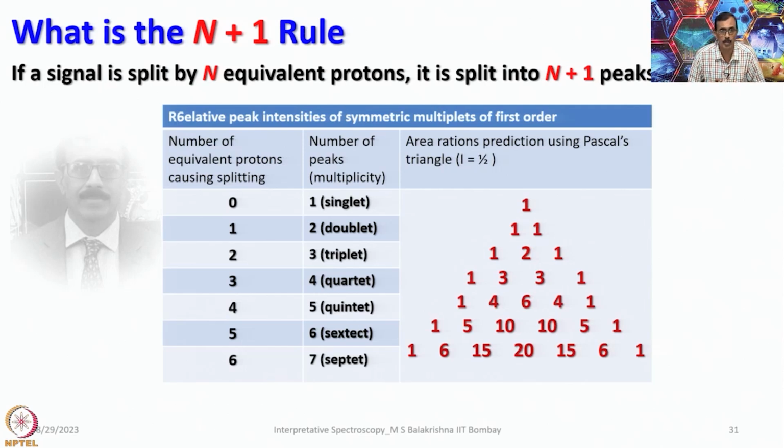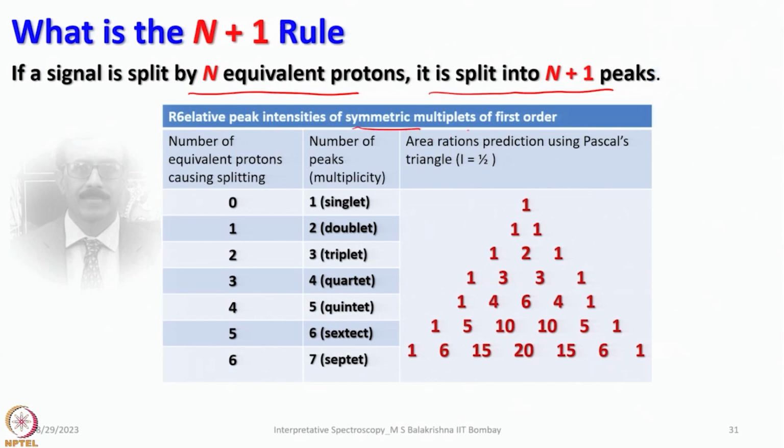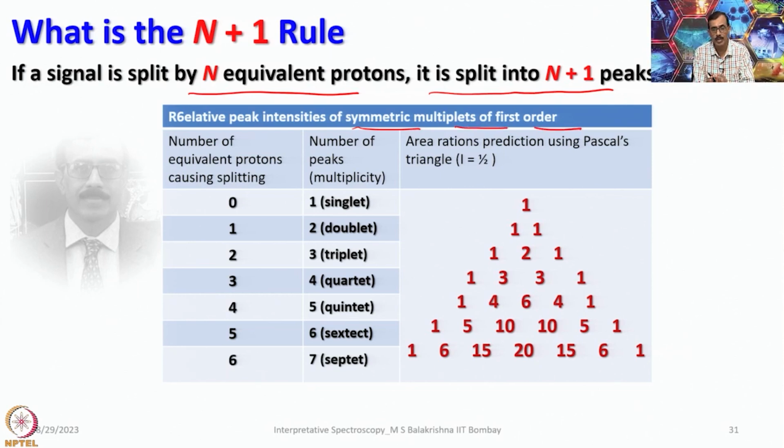So now what is this N+1 rule? If a signal is split by N equivalent protons, it splits into N+1 peaks. That means the relative peak intensities of symmetric multiplets of first order follow the Pascal triangle, which predicts the number of peaks with I equals half. It is very unique for this one, and it holds good only for first order spectrum. If I say first order spectrum, that means something else can also be there. Yes, that is called second order spectrum. Second order will be totally different. That I shall discuss after completing first order spectrum and looking into more examples.